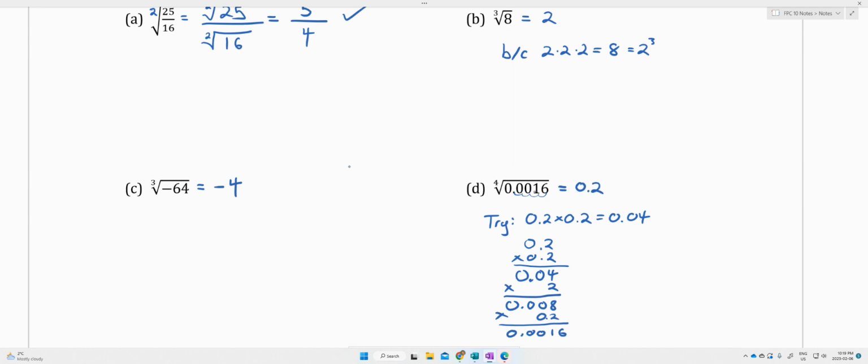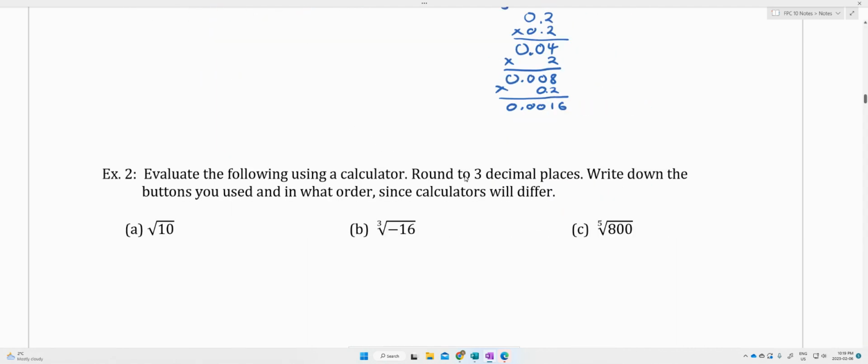The key here again is just count the decimal places. If I have 4 decimal places going back here, I must be multiplying by 1 decimal place 4 times over. Okay.